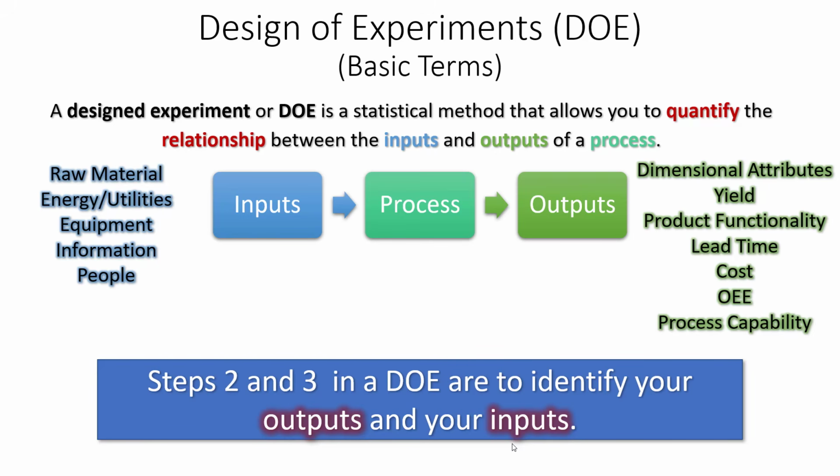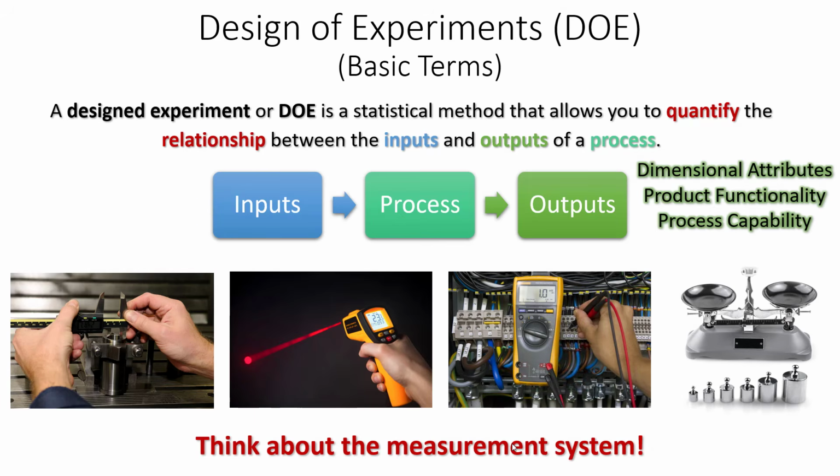But before we do that, I have to make a comment about your measurement systems. Okay. Think about your outputs: dimensional attributes, product functionality, process capability. You are going to measure your product or process in some way. You're going to take a measurement using a measurement system. And for those results to be valid, your measurement system has to be both accurate and precise.